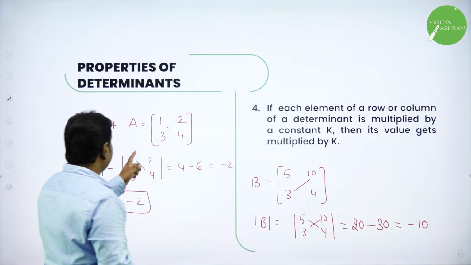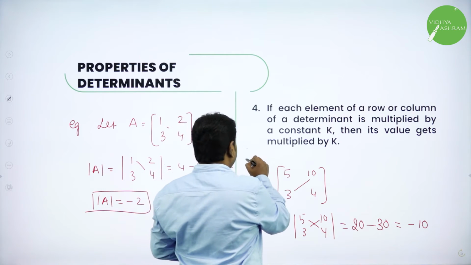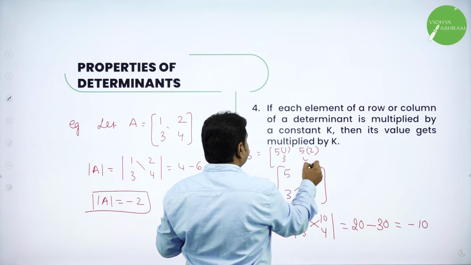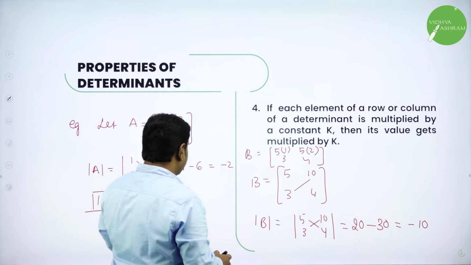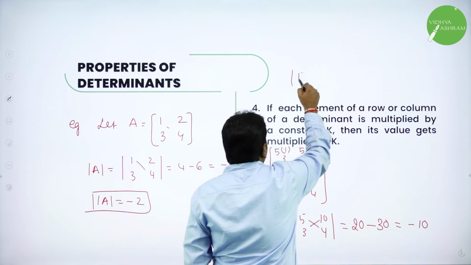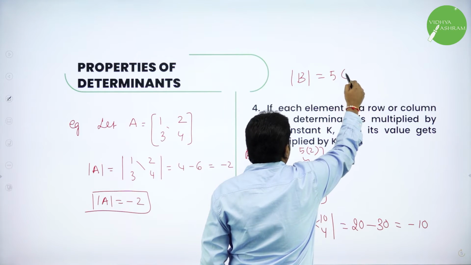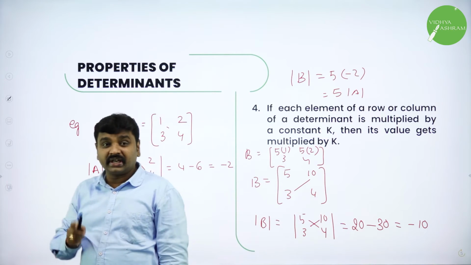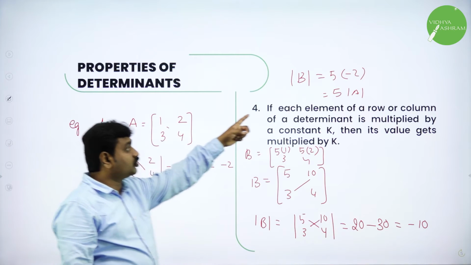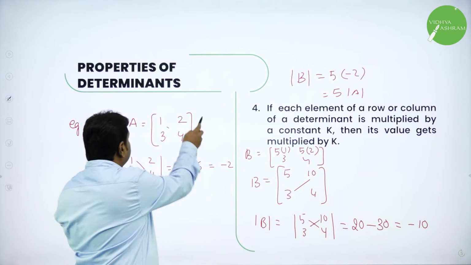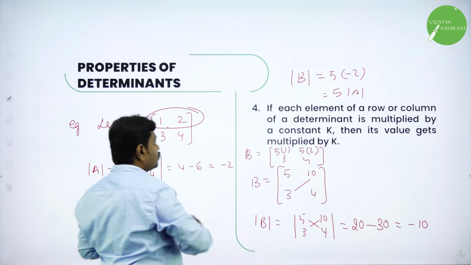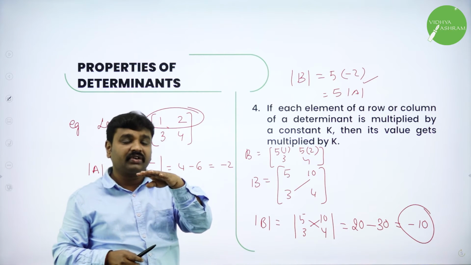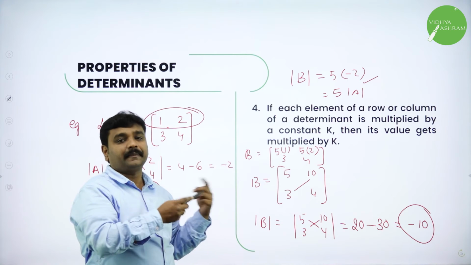So you can observe I multiplied 5 to the first row. B is made up like this: 5 times 1, 5 times 2, and 3, 4. When I multiply by 5, the answer is also multiplied. Now can I say determinant of B, which is minus 10, is 5 times minus 2? Can I write it like this: 5 times determinant A? So when you multiply a constant to any row, the value of the determinant also multiplies by the same constant. Earlier my answer was minus 2, now my answer is minus 10, which is also 5 times. When you multiply a constant k to each element of a row, the value of the determinant gets multiplied by k.